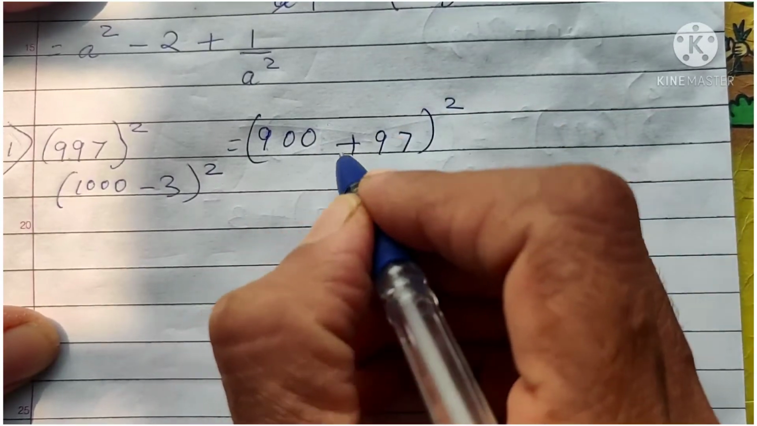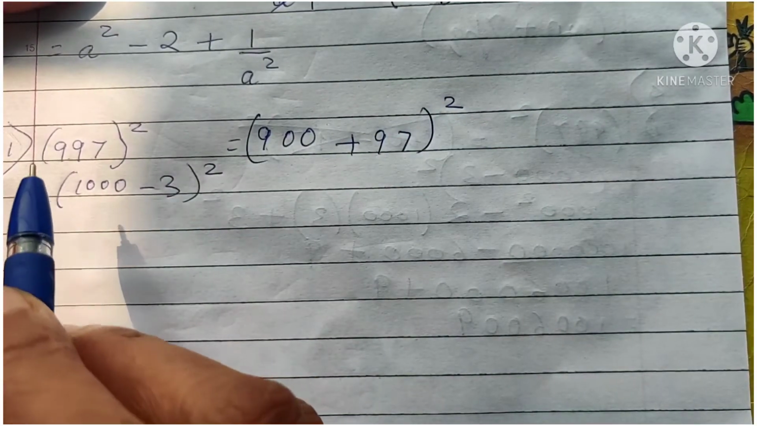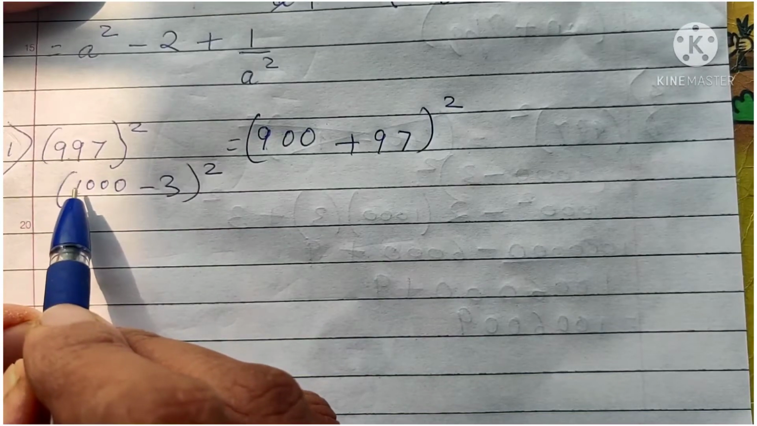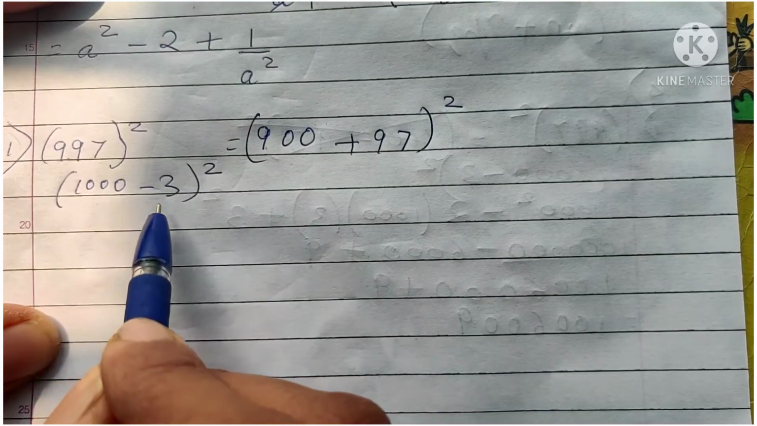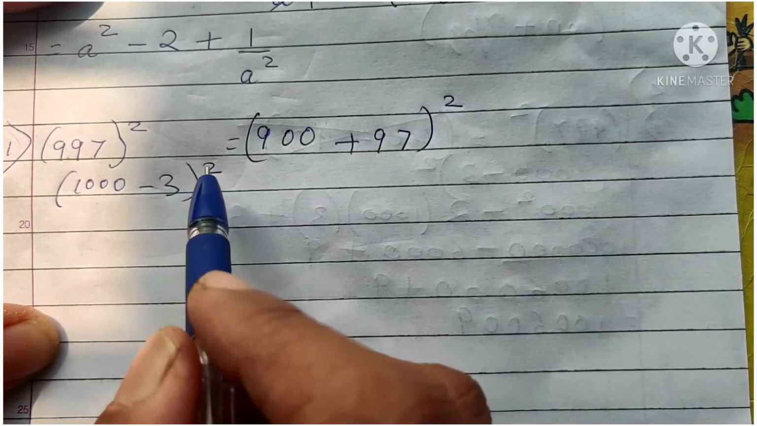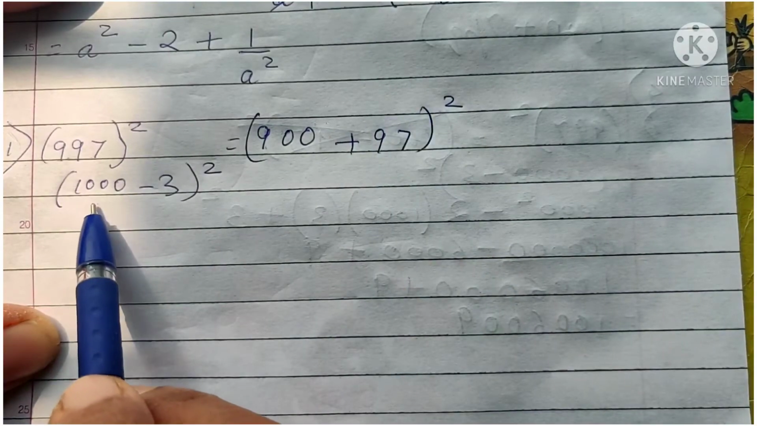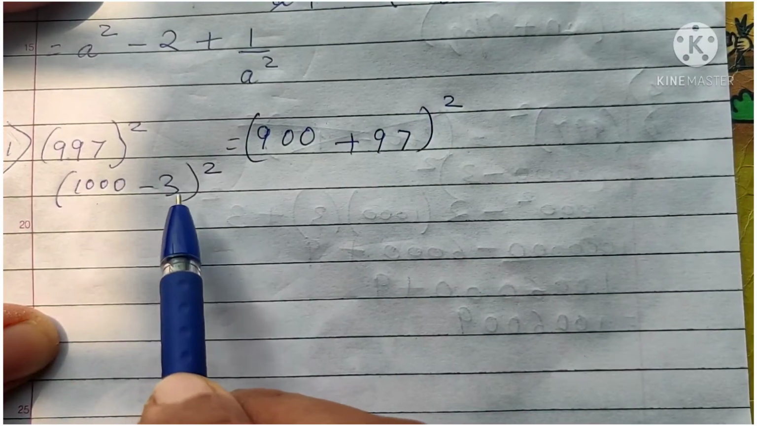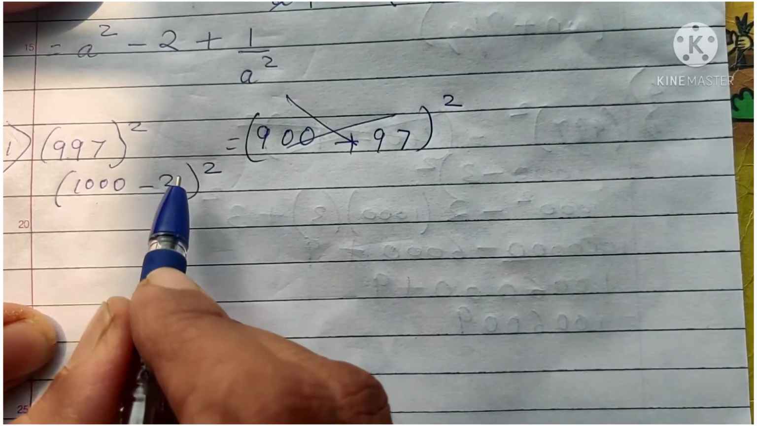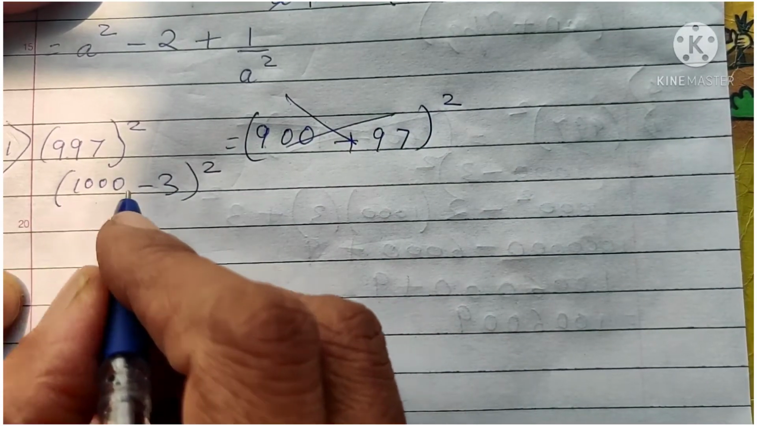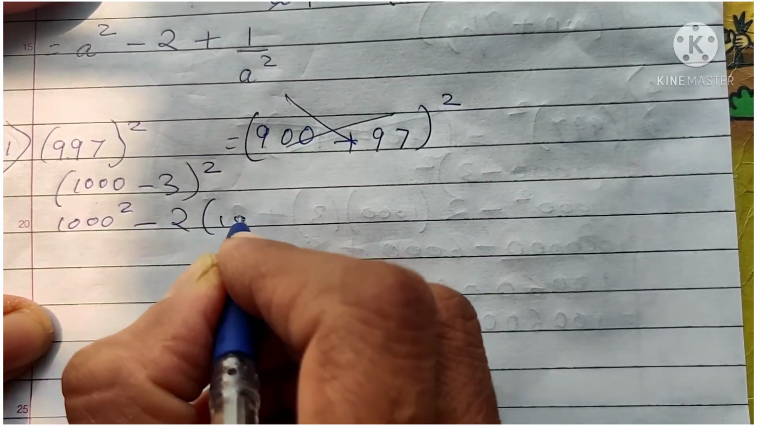Now this is of the form (a plus b) the whole square, and this is (a minus b) the whole square. You should always take the number which is nearest to the sum that is given to you, and which also makes it easier for us to take squares. Taking the square of 900 plus 97 might be a little difficult, whereas for these numbers it's going to be easy. So for 997, the nearest one is 1000 minus 3 the whole square. Let's apply the formula.